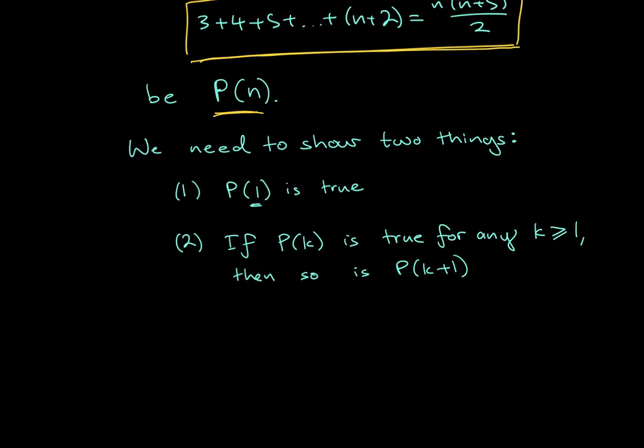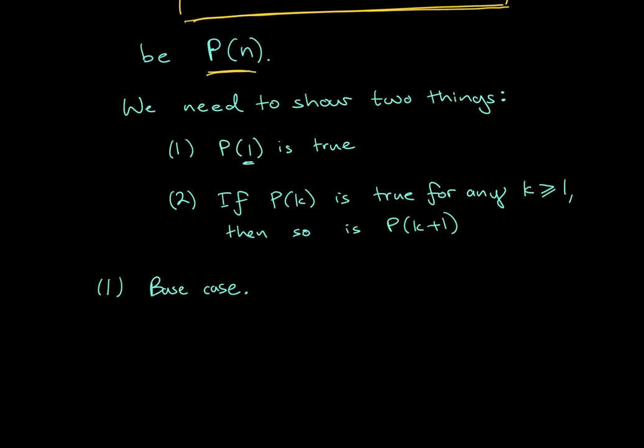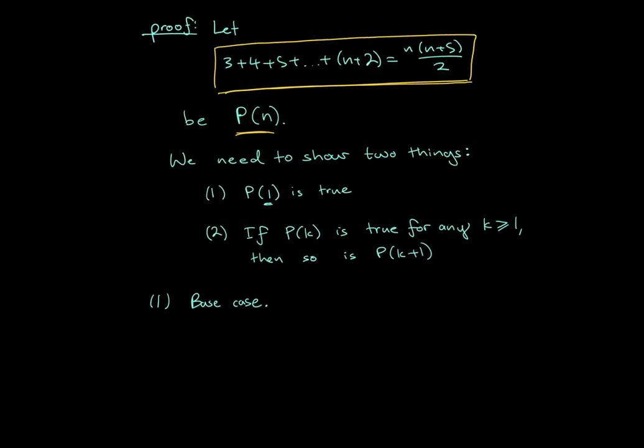So we need to show two things. First of all, P of 1 is true. This is what I call the base case, or the base step, if you will. What we want to do is show that P of 1 is true.